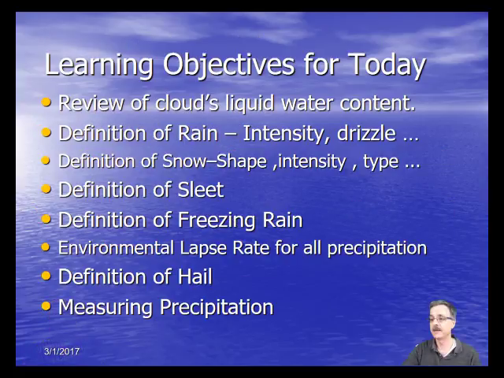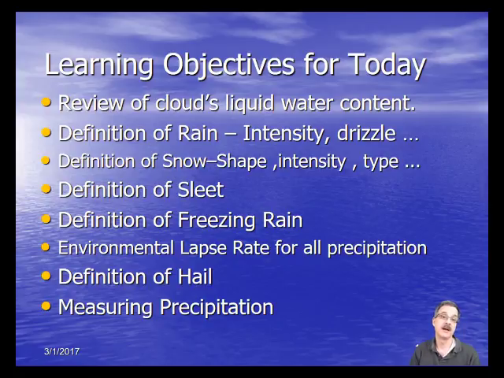All right, so let's review our learning objectives for today. You should have a better understanding of clouds' liquid water content, a better understanding of the definition of rain, what the temperature profile of the atmosphere is to have rain, how we determine intensity of rain, how we determine if rain is drizzle, the definition for snow, what the temperature profile in the atmosphere is to get snow, what types of shapes we have in snow, what causes the shapes to be different, what types of intensity we have, the definition for sleet, what sleet is, and also the temperature profile that creates sleet. How is this profile different from freezing rain or snow?